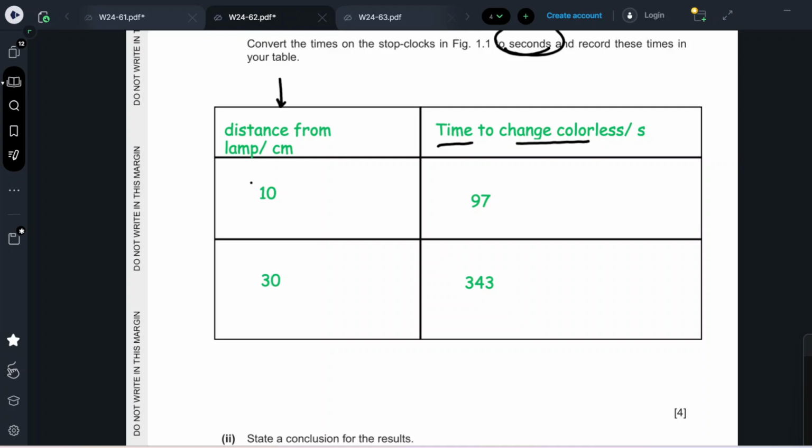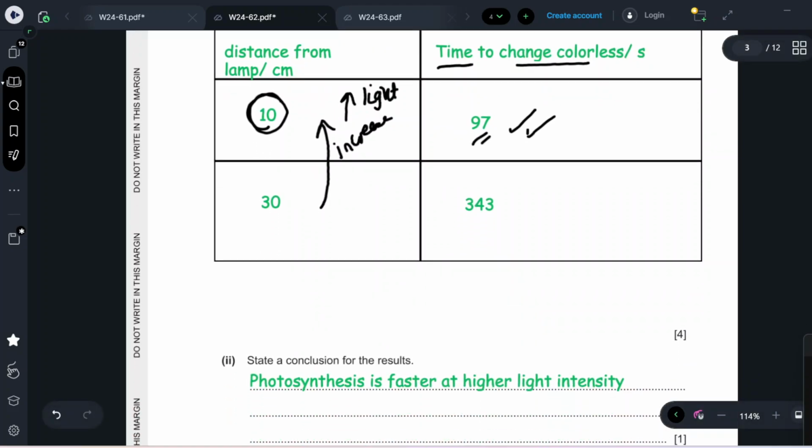What is the conclusion? Am I going to describe the results? The more the distance, the more the time? No, I'm going to tell him a conclusion. As the light intensity increases, the rate of photosynthesis increases. When you put the plant closer to the lamp, this means you have high light intensity. So it took less time to change colorless, which means that the photosynthesis is faster. Photosynthesis is faster at higher light intensity. Okay?